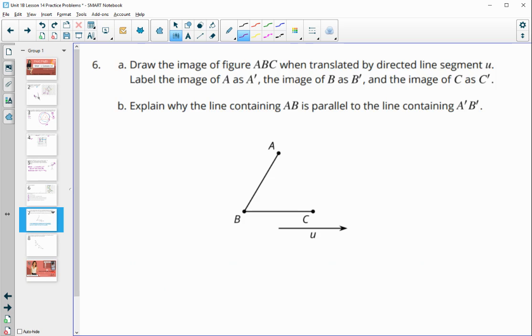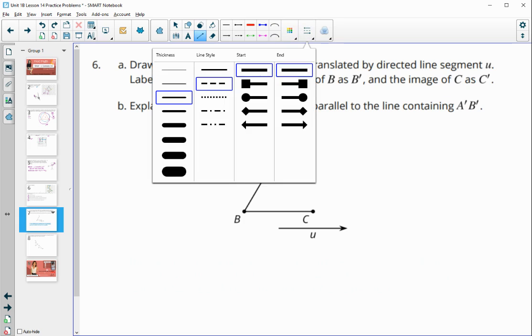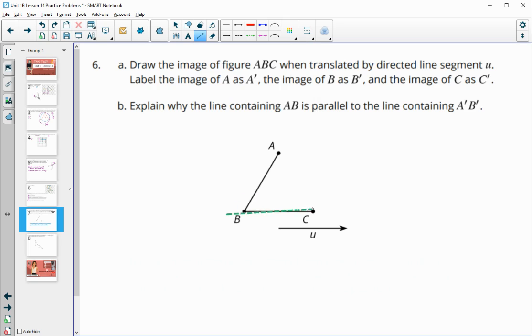Number six says, draw the image of figure ABC when translated by directed line segment U. Label the images as A prime, B prime, and C prime. And then explain why the line containing AB is parallel to A prime B prime. So, first of all, if you're going to exactly do this, then I would kind of extend this line BC so that you know that you're staying on that line.